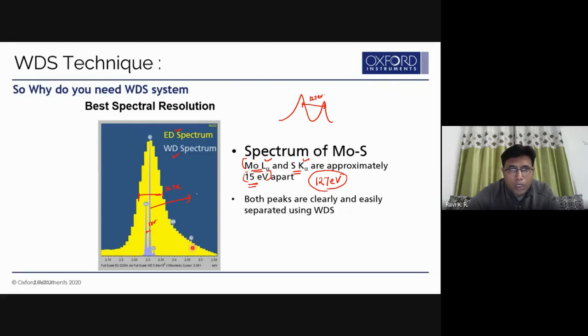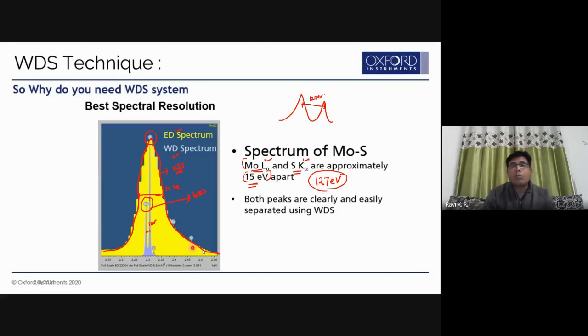This is actually a WDS peak. This is your EDS. So this is one of the reasons why you should not rely on it, because from this peak, if you want to identify how much sulfur is there and how much molybdenum is there, you have to make a guess. You do not know what corresponds to what from here. From this curve, can you make any conclusion about the ratio between molybdenum and sulfur? You cannot, because you don't know where is molybdenum and where is sulfur.